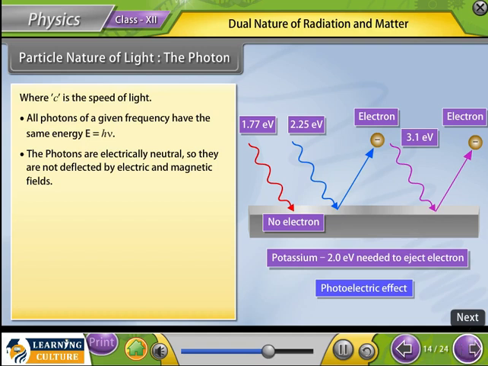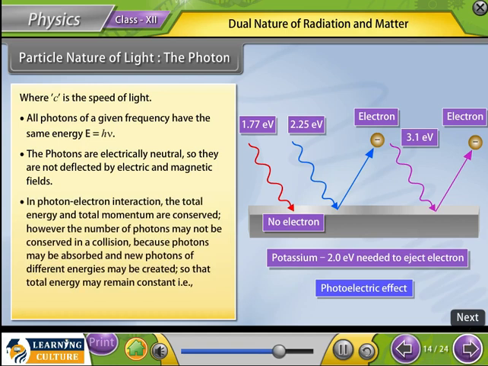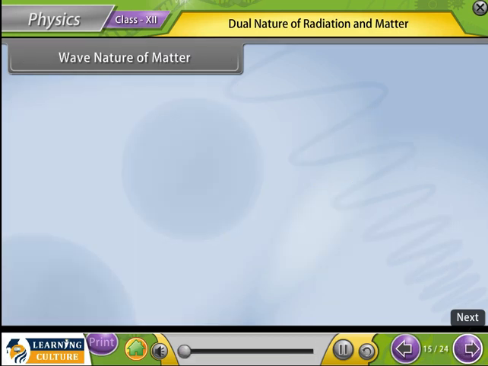The photons are electrically neutral, so they are not deflected by electric and magnetic fields. In photon-electron interaction, the total energy and total momentum are conserved. However, the number of photons may not be conserved in a collision because photons may be absorbed and new photons of different energies may be created, so that total energy may remain constant, that is h nu equals h nu 1 plus h nu 2. Wave nature of matter.